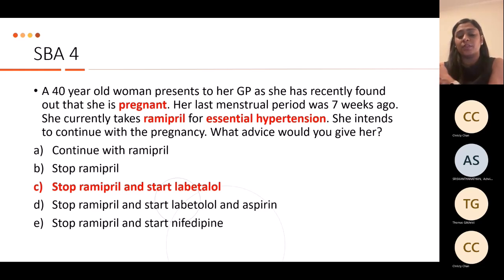So that's the other important thing to remember, is that she's at the GP practice. The other one that generally can be considered in this case is stopping ramipril, starting labetalol, and maybe considering aspirin. But again, she would have to be risk assessed. She probably would pass a risk assessment and require aspirin, but again, that would only be given from 12 weeks onwards, and so you don't need to give it from this gestation that's listed in the question. So hopefully that makes sense.